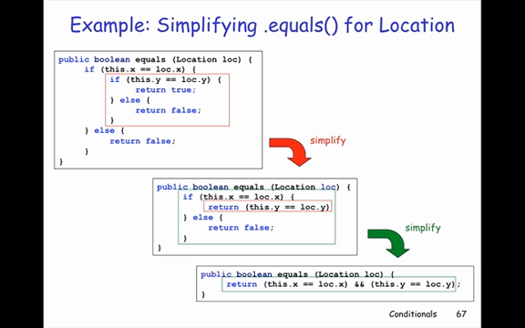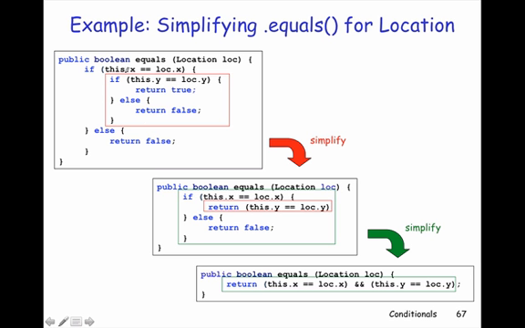We'll conclude with an example that shows how we can use these simplifications to greatly simplify the body of a method. Suppose that we have a method that determines whether a location is equal to another location. It turns out this is the .equals method of the location class. So one way we could write that is we could test if our x position is equal to the other guy's x position, and our y position is the other guy's y position, we return true, otherwise return false, and if our x position was not equal to the other guy's x position, we return false.